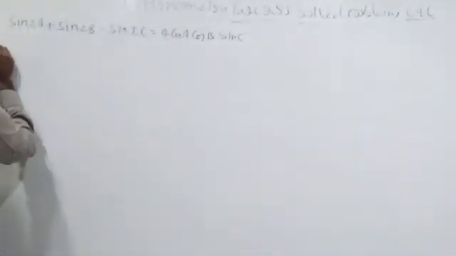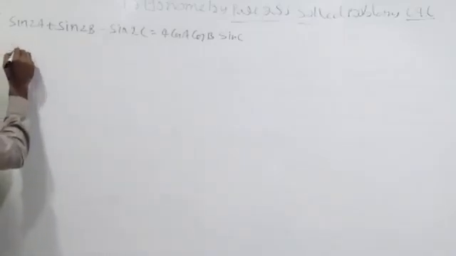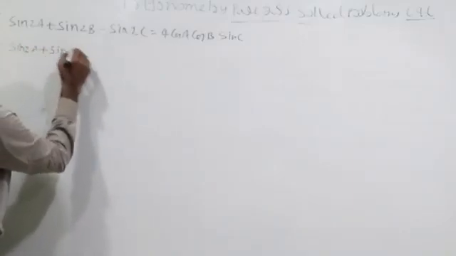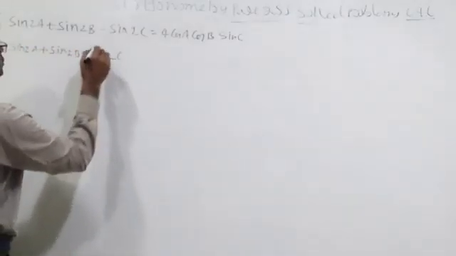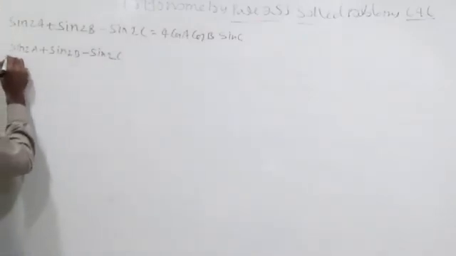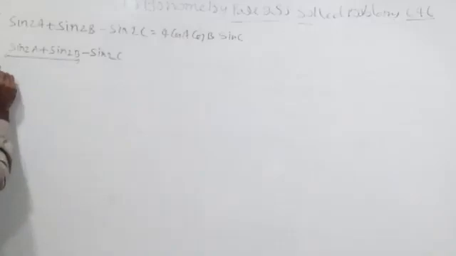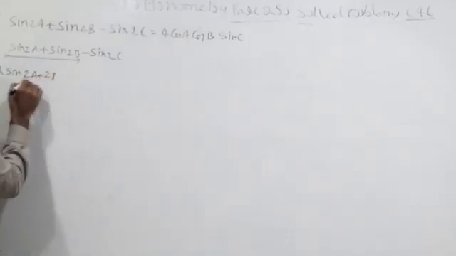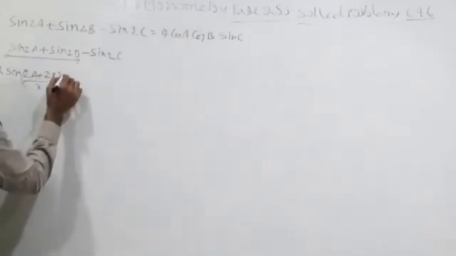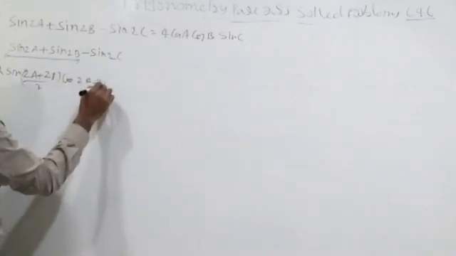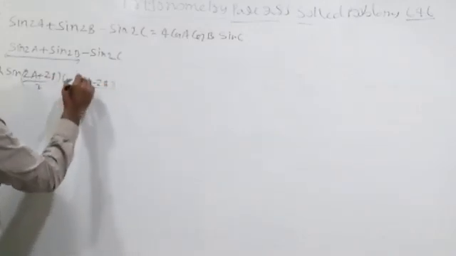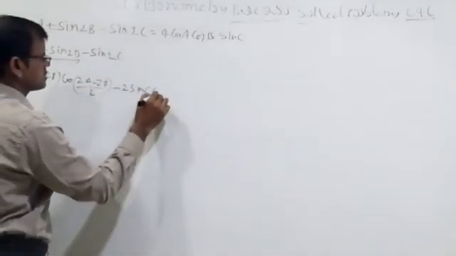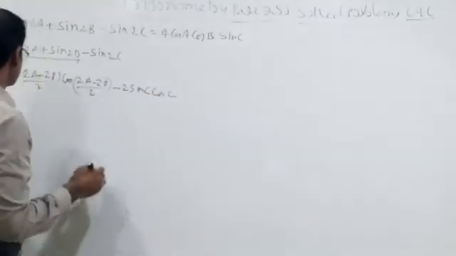Take LHS: sin 2A plus sin 2B minus sin 2C. Take the two terms here in the first part and apply the formula sin C plus sin D, which is 2 sin of (C plus D) by 2 into cos of (C minus D) by 2. So 2 sin of (2A plus 2B) by 2 into cos of (2A minus 2B) by 2, and of course this is the formula, minus 2 sin C cos C.